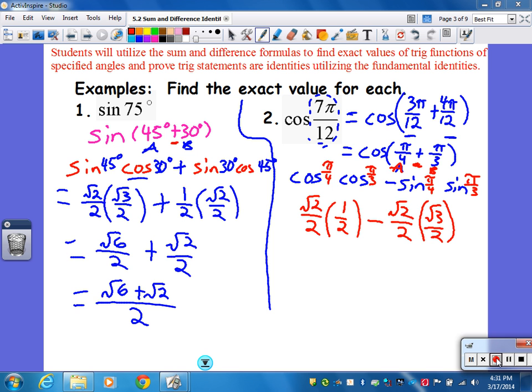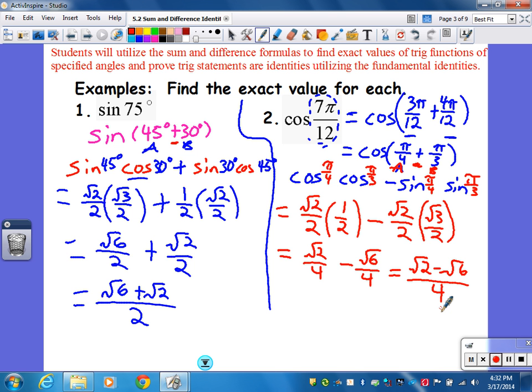All right, now it's just a matter of solving. So we have the square root of 2 times 1 is the square root of 2. 2 times 2 is 4. Minus the square root of 2 times the square root of 3 is the square root of 6 over 4. Once again, we can't add or subtract two numbers underneath radicals unless the numbers are the same. We have the square root of 2 minus the square root of 6, all over 4. Awesome.